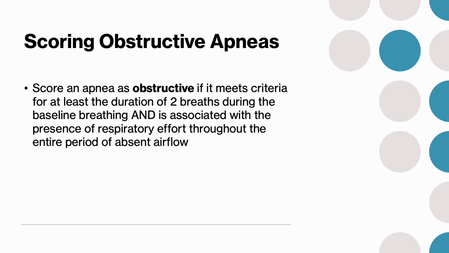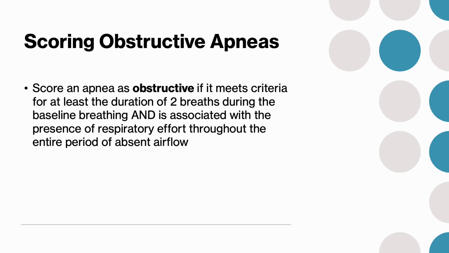To score an apnea as an obstructive apnea, it must be associated for at least 2 breaths as far as the airflow goes, and the respiratory effort must be there the whole time. They must be trying to breathe, and you see the trying or effort in the belts. Anytime we're talking about trying to breathe or not trying to breathe, that is effort in the belts.